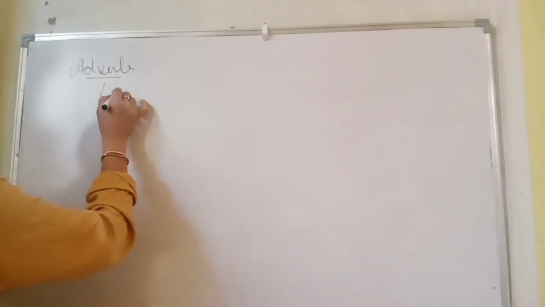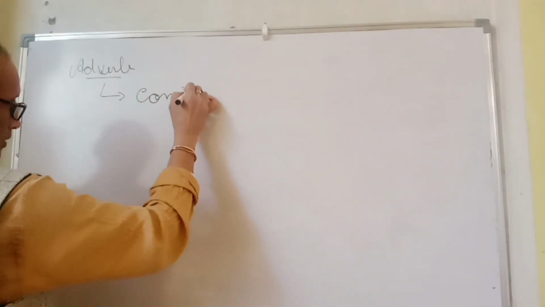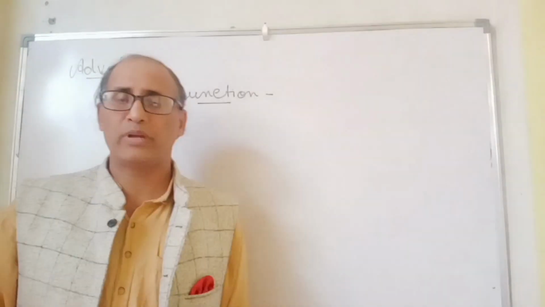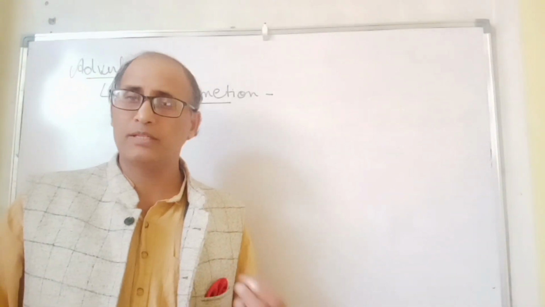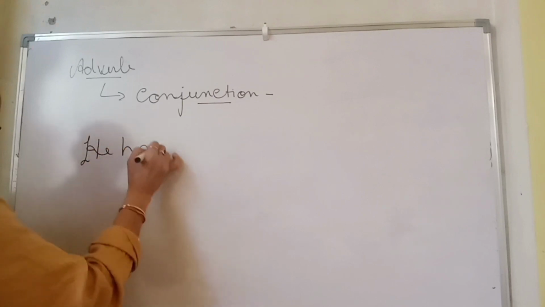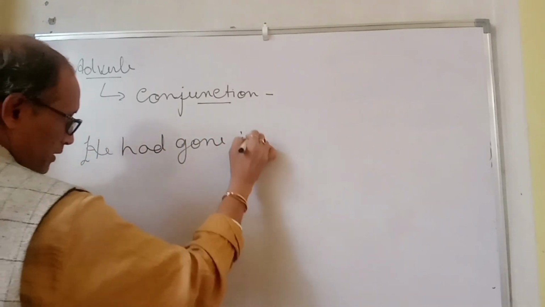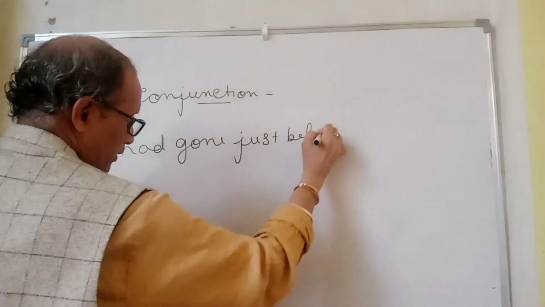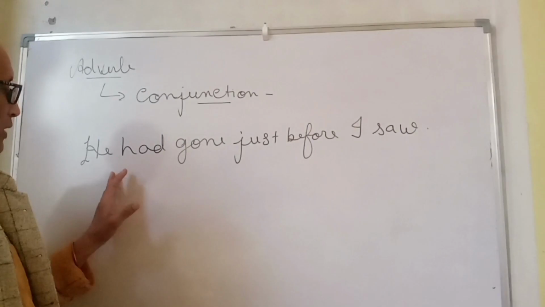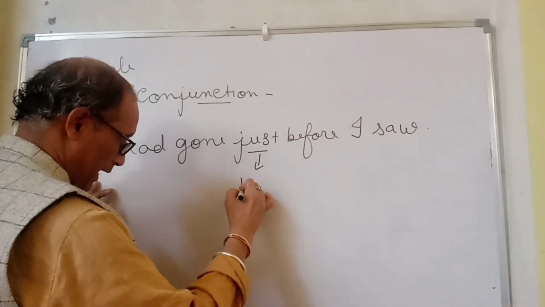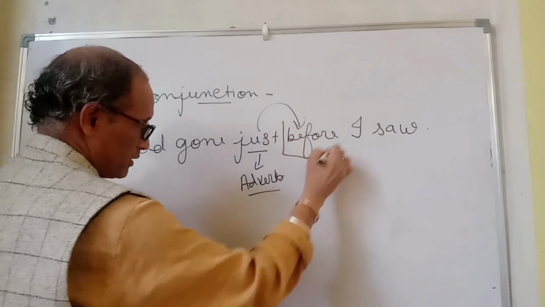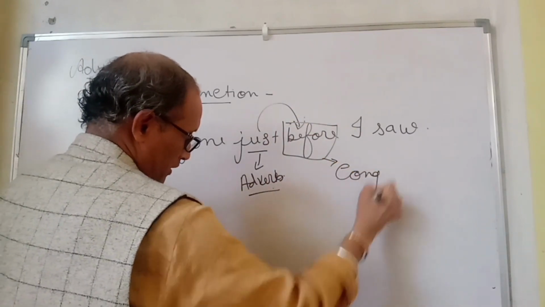Now we see how adverb qualifies or modifies conjunction. Here I am going to give you one example, and by this example you can easily understand this thing. For example, he had gone just before I saw. If you look at this sentence, you will find that this just is adverb. Why? Because it qualifies before, which is conjunction.